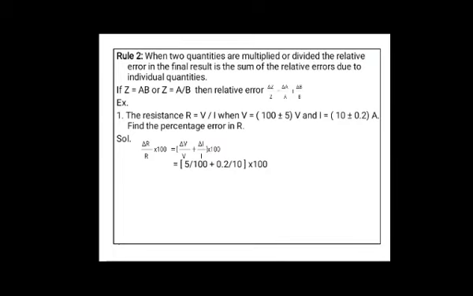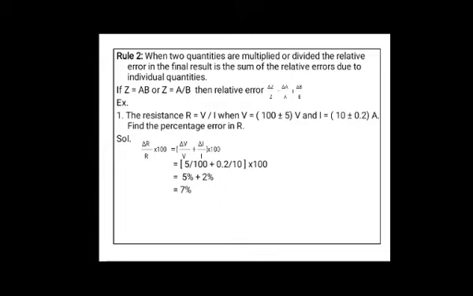Substitute the values. In the given value, this is value of V and this plus or minus 5 is value of error. Error is delta V. So substitute the value. Delta V is 5 divided by V. V is 100. So 5 divided by 100 plus. What is error in I? 0.2 is error. So write 0.2 divided by this first term given here, 10. That is value of I. So 5 divided by 100 plus 0.2 divided by 10, multiplied by 100 so that you will get percentage error.